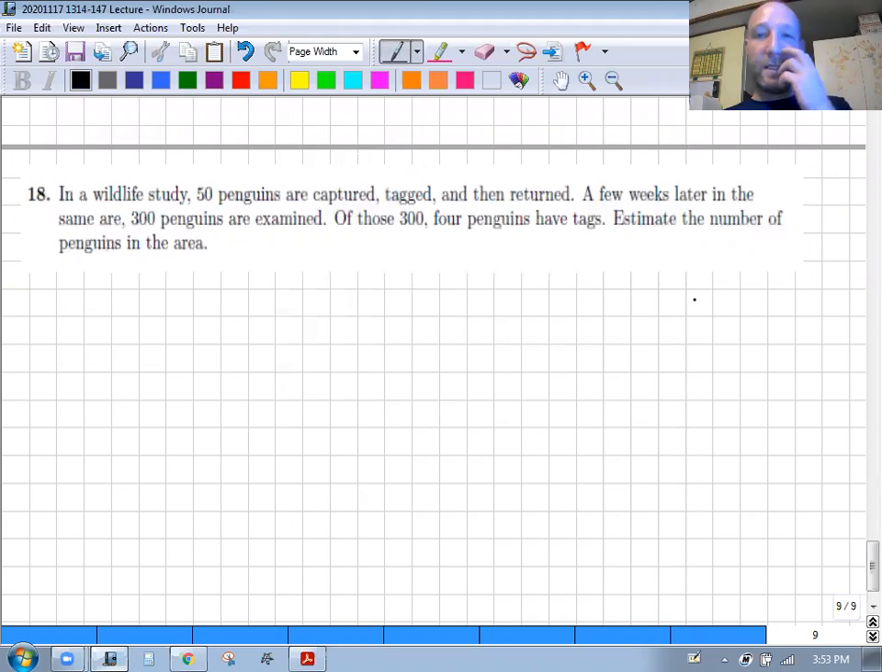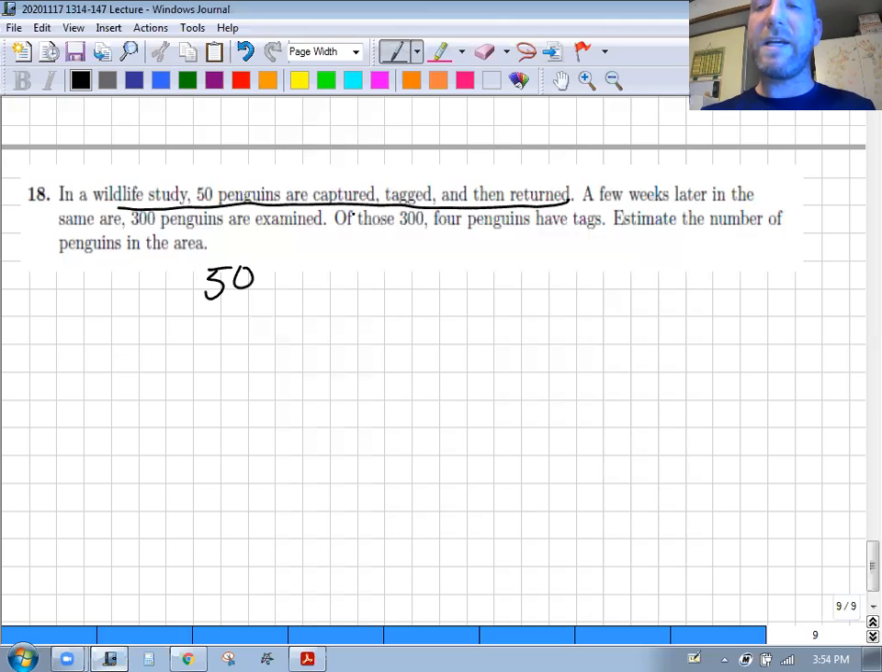In a wildlife study, 50 penguins are captured, tagged, and then returned. A few weeks later, in the same lake or vicinity, 300 penguins are examined. Of those 300, 4 penguins have tags. Estimate the number of penguins in the area. So this is a classic proportion problem. They catch 50 penguins and tag them out of the whole population, so that proportion has to be the same.